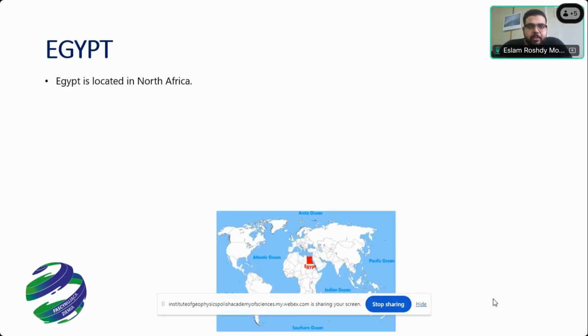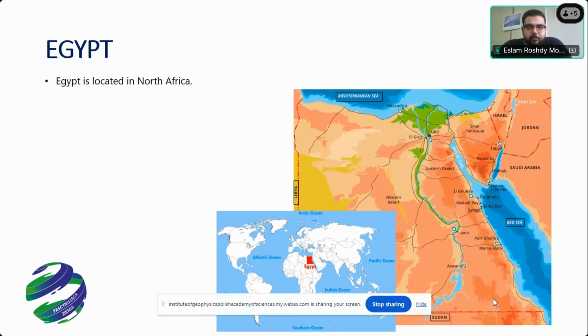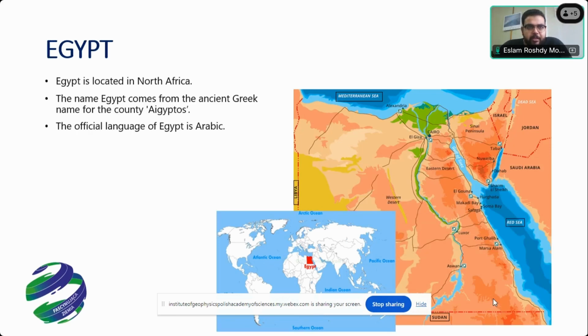Egypt is located in North Africa. It's surrounded by the Mediterranean Sea from the north, Sudan from the south, the Red Sea from the east, and Libya from the west. The name Egypt comes from the ancient Greek name for the country, Egyptus. The official language of Egypt is Arabic.